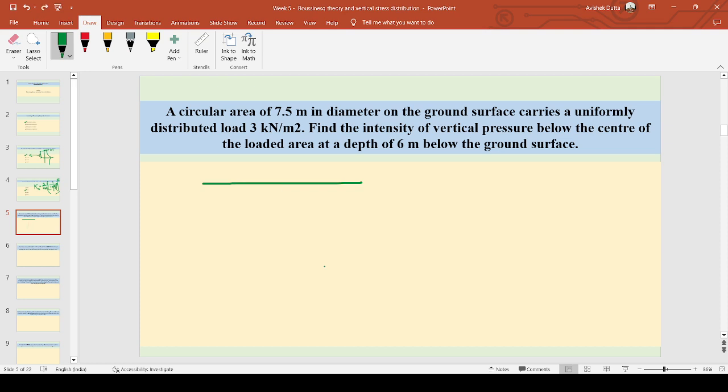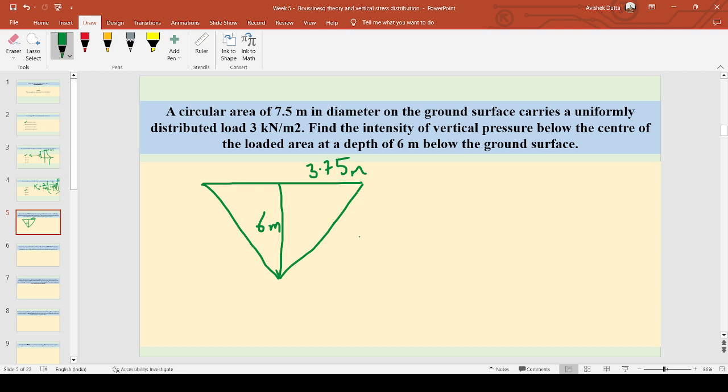Below it is told to find below the center. This is the center, and this is 6 meter. Then this is the circular area, and what will this radius be? It will be half of 7.5, that is 3.75 meter. A depth of 6 meter.